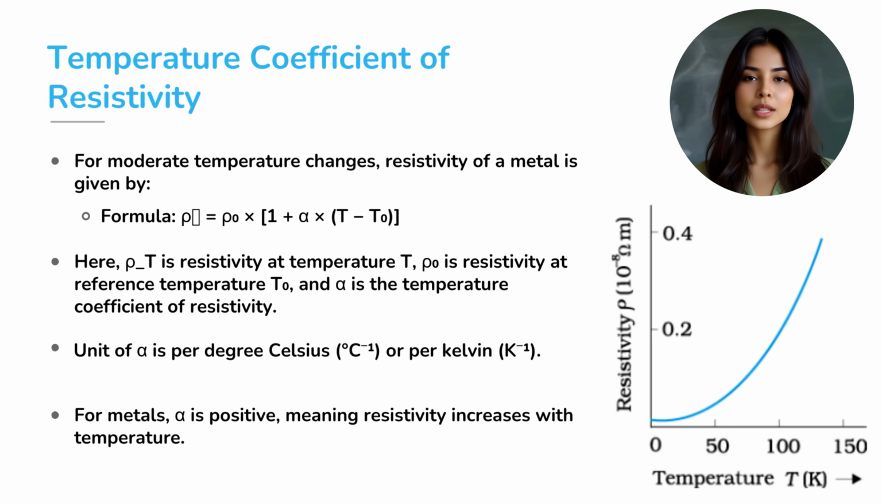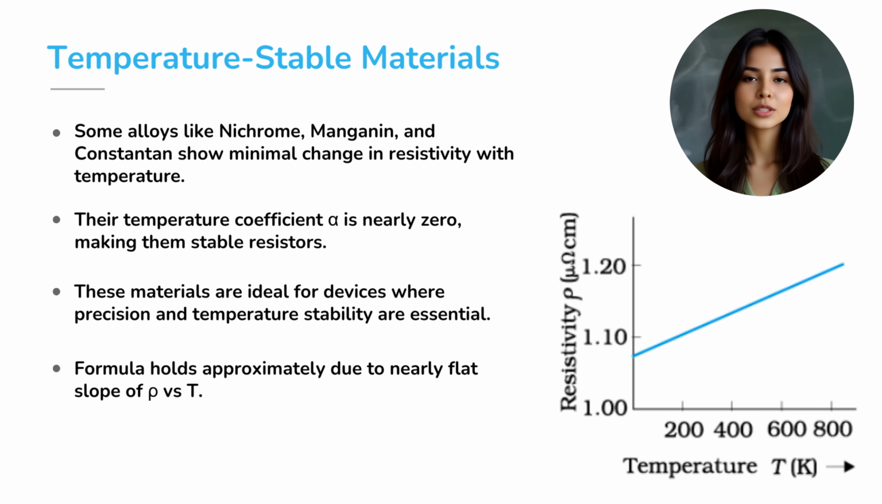For metals, alpha is positive, so resistivity increases with temperature. Some materials behave differently. Alloys like nichrome, manganese, and constantan have a very small temperature coefficient. That means even when heated, their resistivity remains nearly constant. In such cases, alpha is almost zero. Because of this, these alloys are used in applications where precision and thermal stability are important, like resistors or heating wires in electric appliances. In the resistivity versus temperature graph, the curve for nichrome is almost flat.